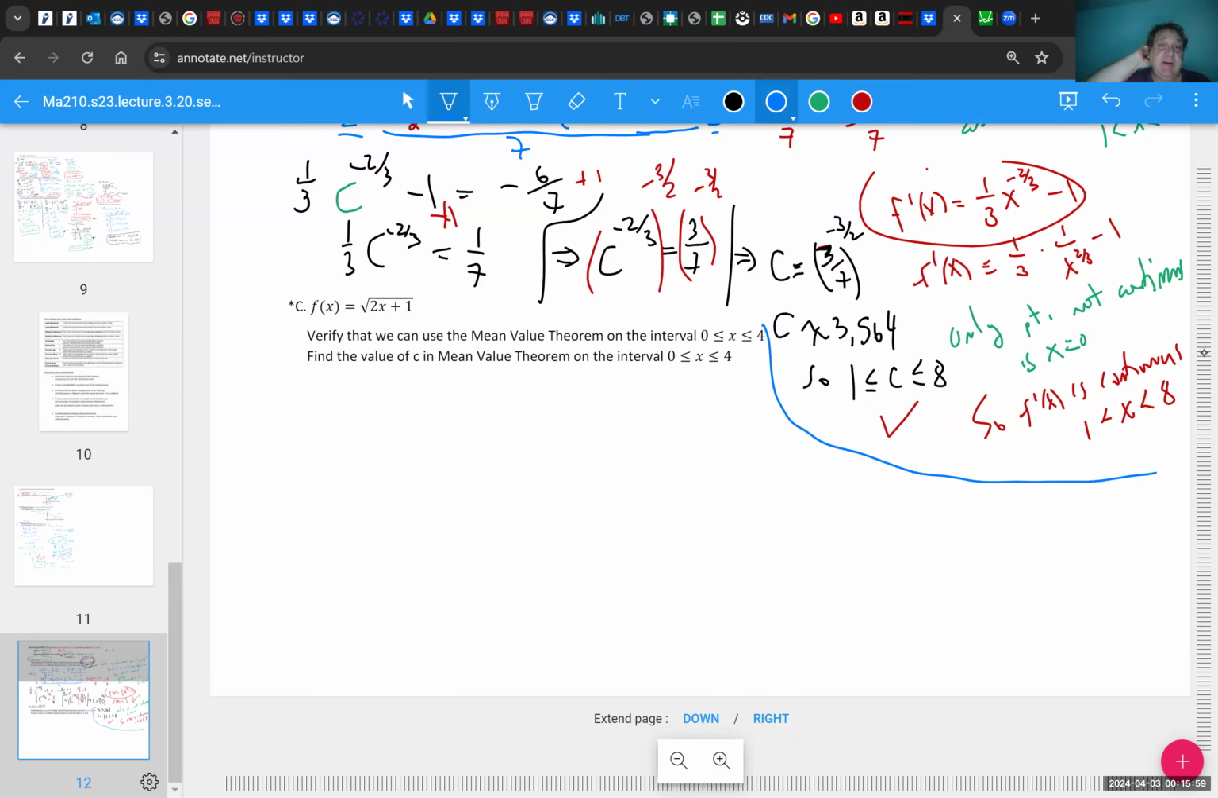It's example C right here, where we have a function equal to the square root of 2x plus 1. We're supposed to verify the mean value theorem on the interval 0 to 4. And then assuming that it verifies, you're supposed to find the value of C in the mean value theorem that actually works according to that theorem, where the derivative at C is equal to the slope to the endpoints.